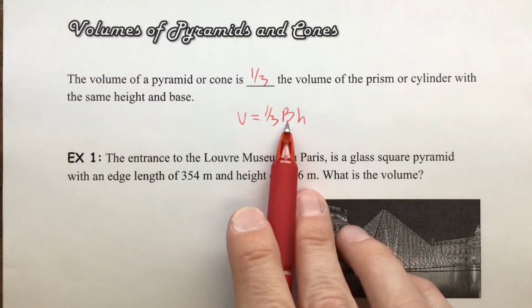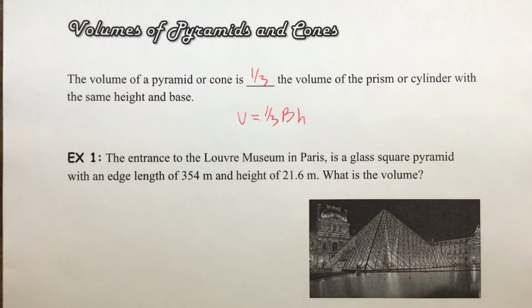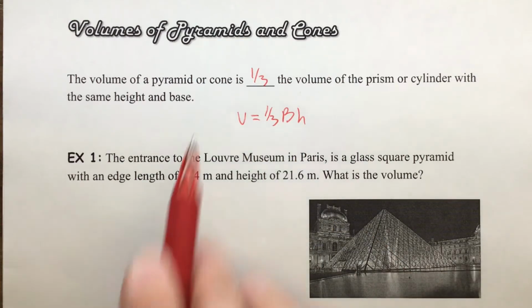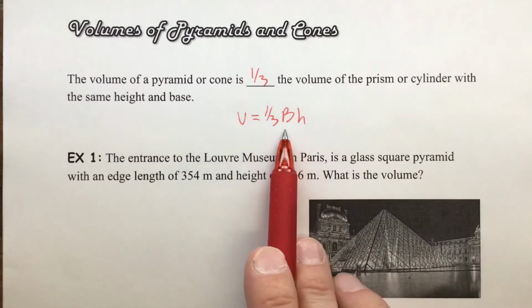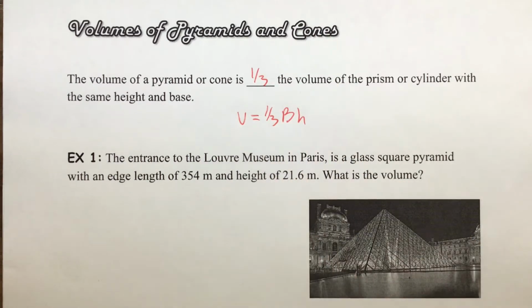And of course, capital B is going to be unique depending on what figure we're looking at. If it's a pyramid, capital B could be a square, it could be a rectangle, it could be a hexagon, it could be any type of polygon. If it's a cone, then capital B is going to be pi r squared for a circle.